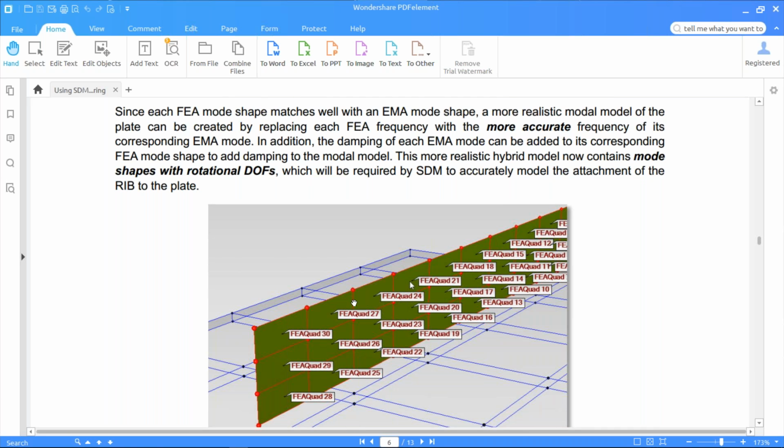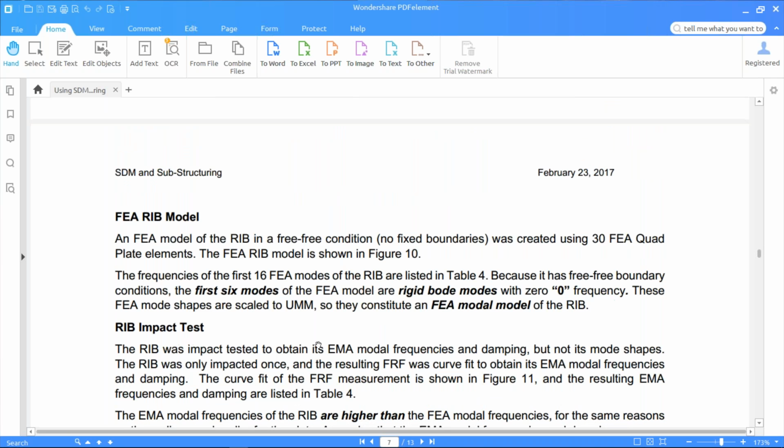Okay, the next thing we're going to do here is model the rib. A similar type of exercise here where we're going to build an FEA model of the rib just floating in space by itself, because the springs and the cap screws modeled by the springs are going to attach the rib to the plate. So we need the dynamics of the rib in free space, essentially, what we call free boundary conditions. Here are the FEA quads of the rib, and let me go down here and see what else we have.